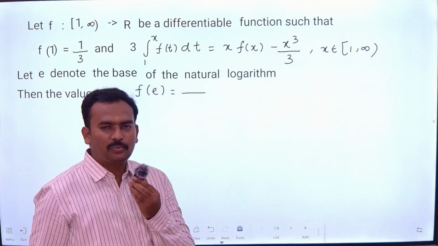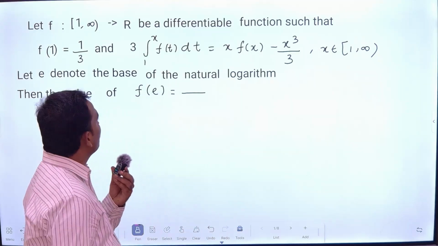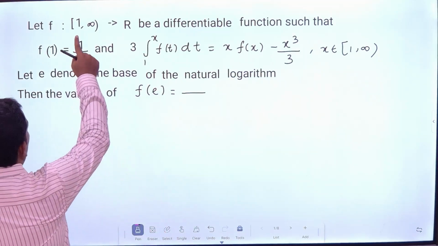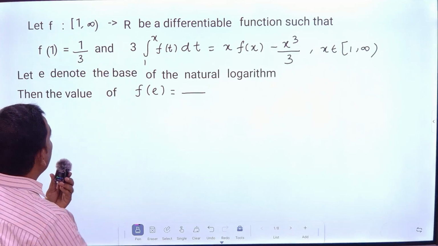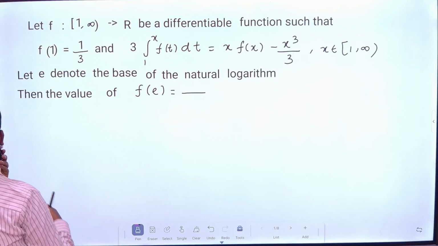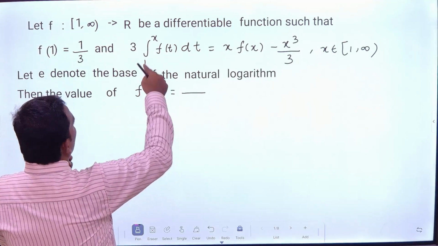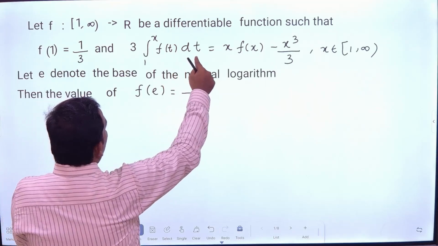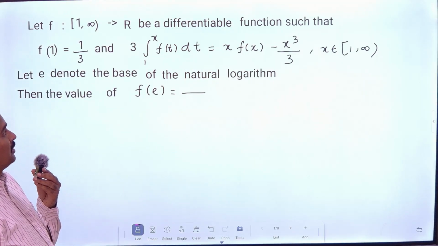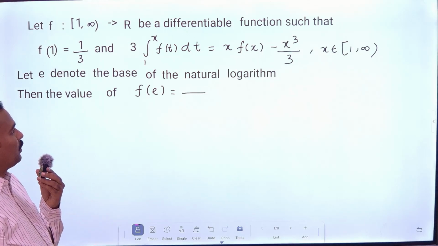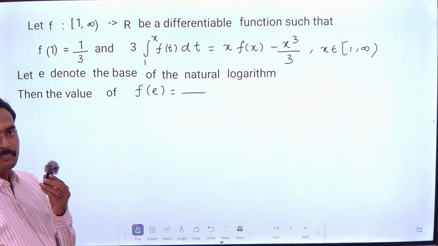Today I'm going to discuss with you a very interesting JEE Advanced question. The question says the function from the closed interval [1, infinity) to the real numbers is a differentiable function. The initial value is given as f(1) = 1/3, and the given equation is 3 times the integral from 1 to x of f(t) dt equals x times f(x) minus x cube by 3. Using that, how do we find f(x)?